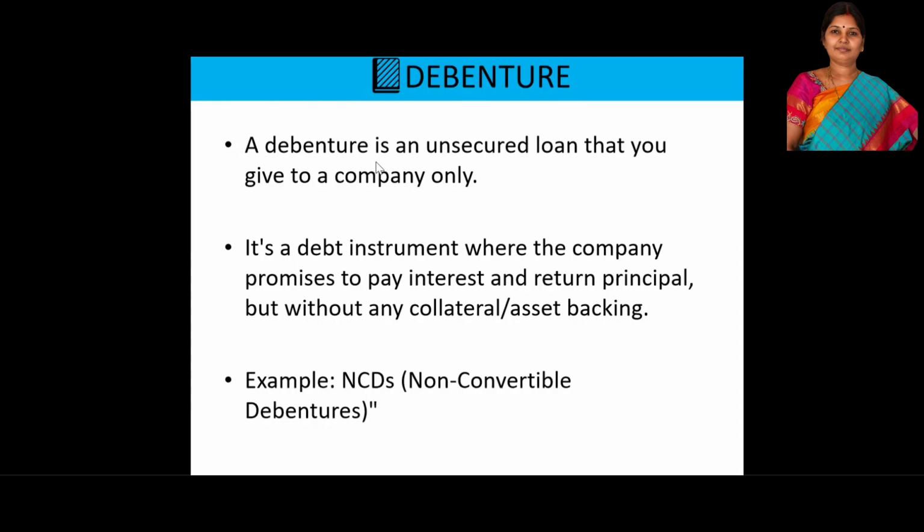What is debenture? A debenture is an unsecured loan which is offered by a company only. Only companies can offer debentures. It's a debt instrument where a company is promising to the debenture holder to pay interest and also return principal amount on maturity date. This debenture is without any collateral and asset backing. Examples of debentures are convertible debentures, non-convertible debentures.